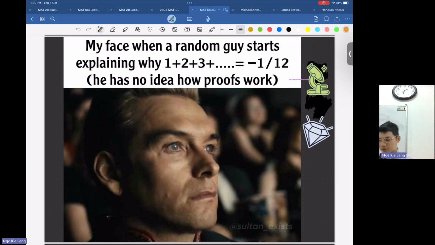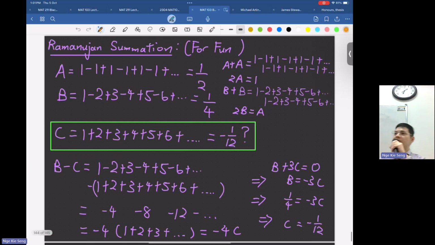We will use a technique called the Ramanujan summation. You play around with these three series A, B, and C. A is 1 minus 1 plus 1 minus 1 and so on, so it's an alternating sum of 1. Second, B is the alternating sum of natural numbers. C is the series we are interested in. Then we play around with these series, and you get minus 1/12.